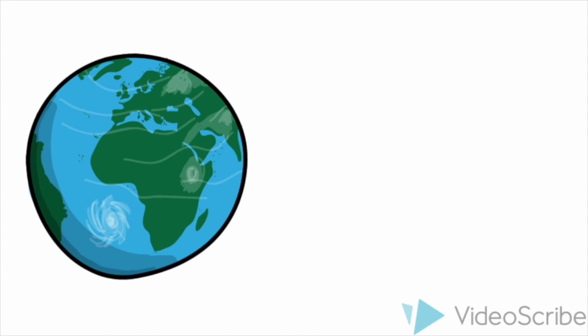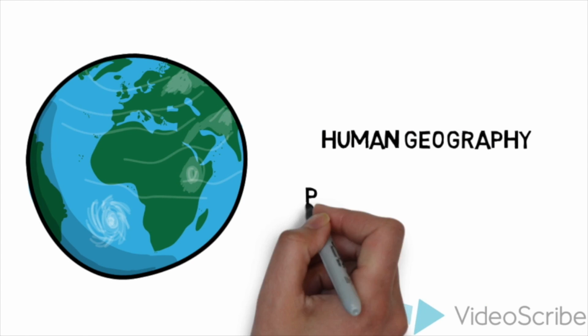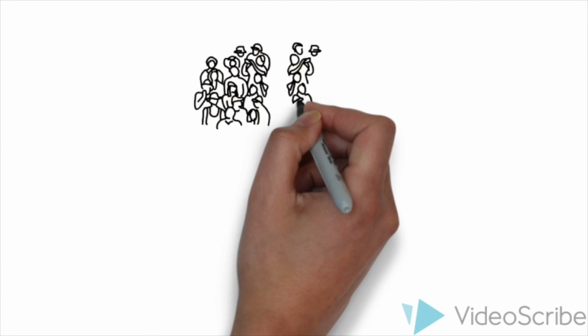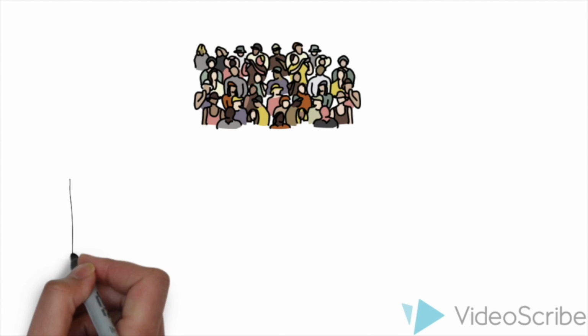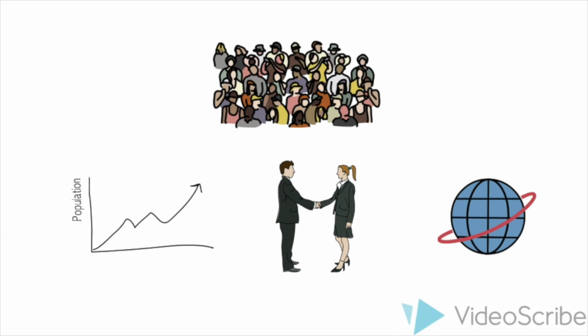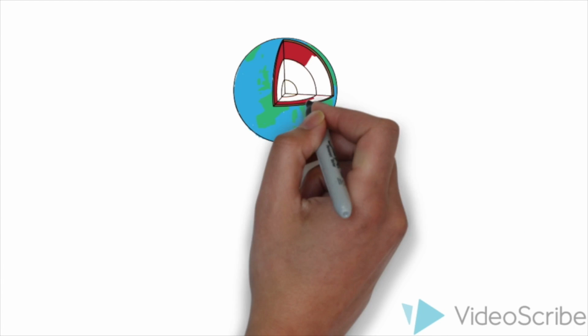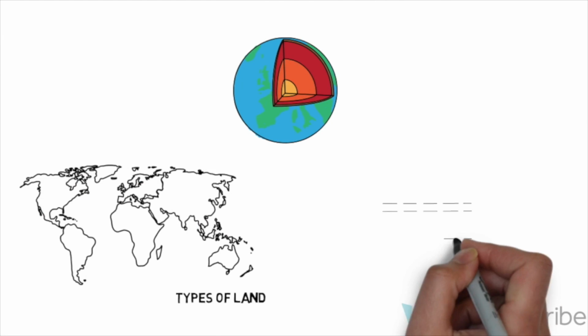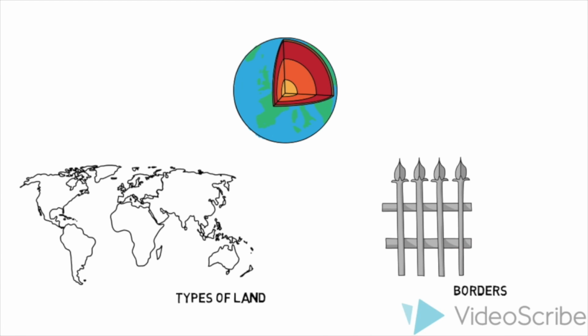When we look at geography, we can break it into two groups: human geography and physical geography. Human geography includes various concepts of population trend, gender equality, and globalization. In physical geography, we will deal with interesting concepts such as shapes and types of land and borders around the country.